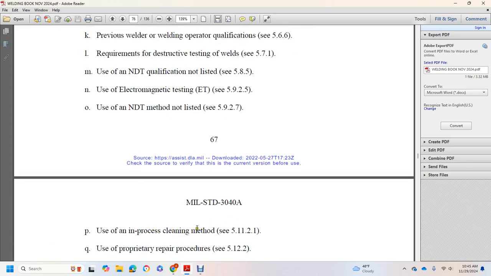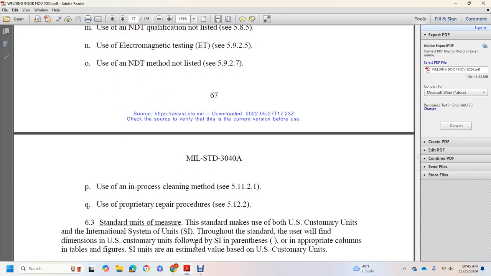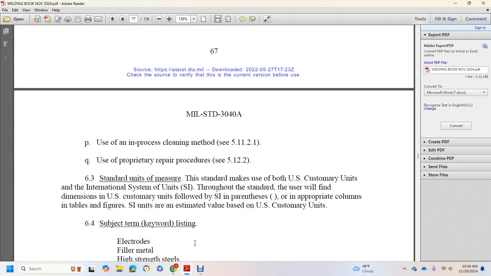Use of any in-process cleaning method, use of proprietary repair procedures. Standard unit of measure: the standard makes use of both U.S. customary units and international system units. In the standard, the user will find the dimension in U.S. customary units followed by the international system of units in parentheses. In the appropriate columns of tables and figures, international system units are used to estimate the value of the U.S. customary units.